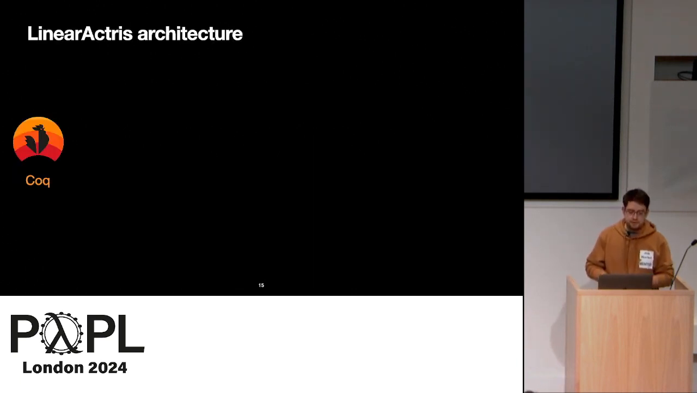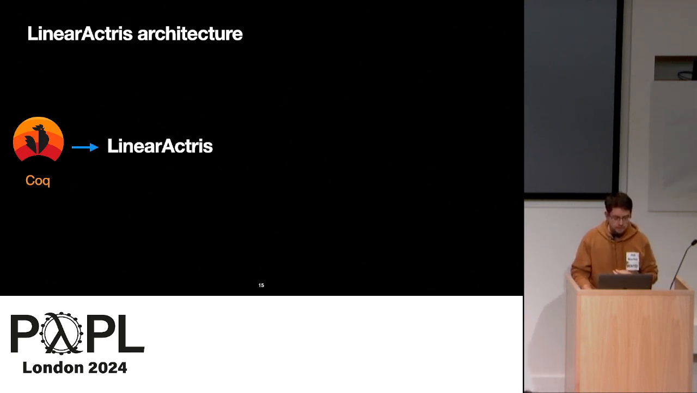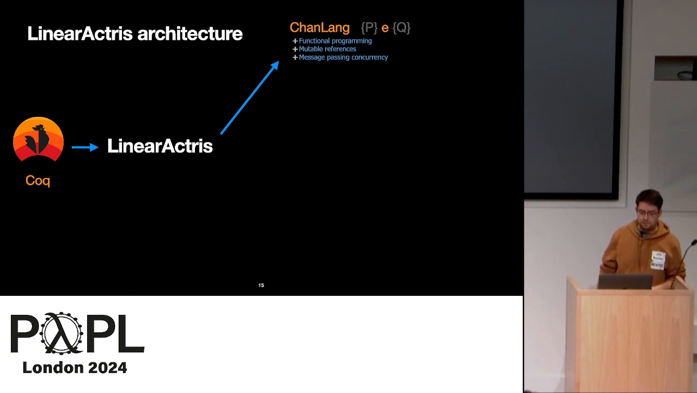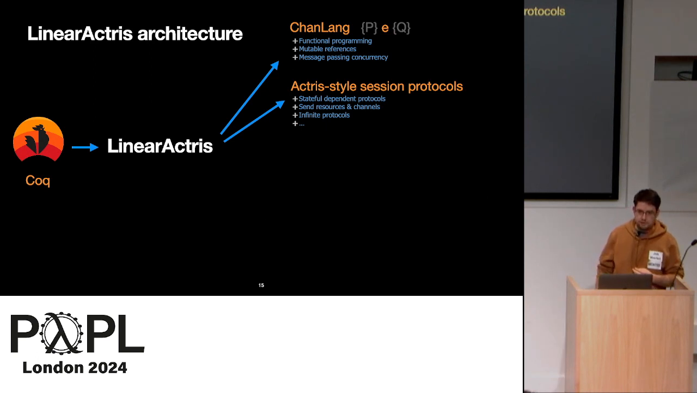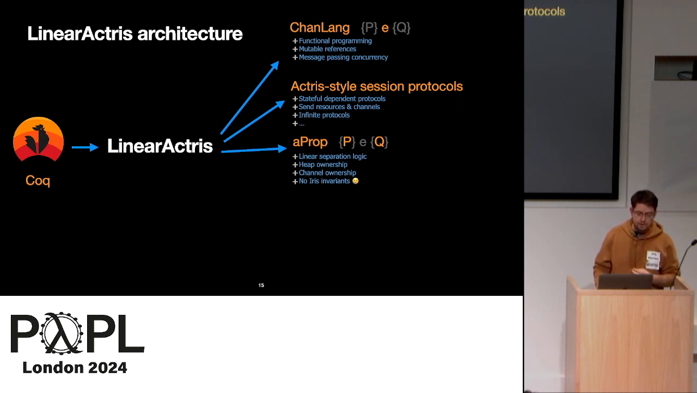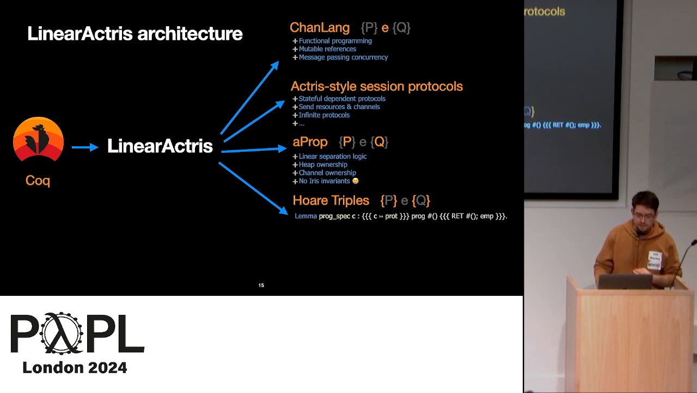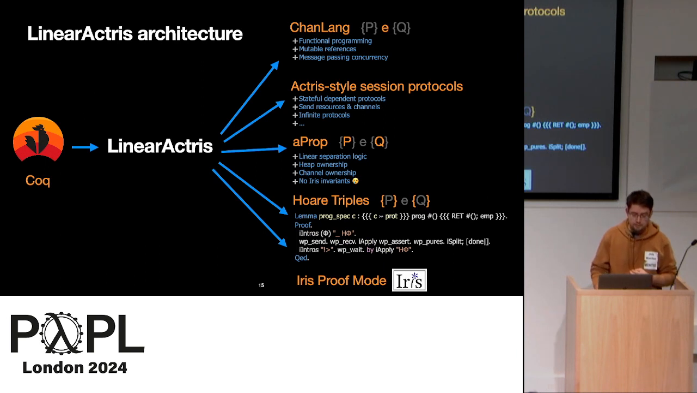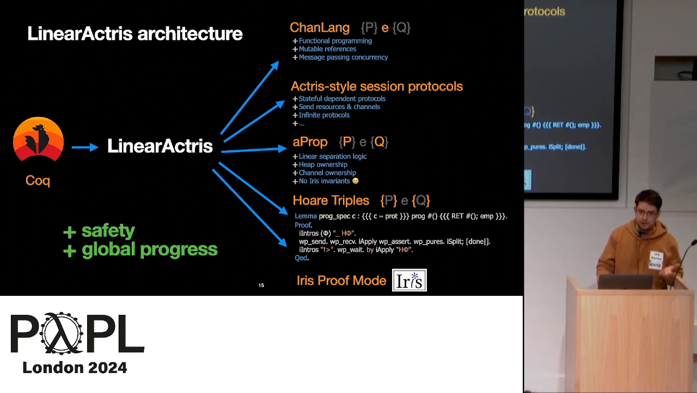So the architecture of LinearActris is very similar to Iris. So we start with Coq. We have our channelling, which has primitive channels and mutable references. We have Actris-style session protocols, which support various features. We have our propositions for the Hoare triples without invariants. We have the Hoare triples themselves, which we can state as lemmas, and we use the Iris proof mode to prove these Hoare triples correct. Finally, we have our two adequacy theorems.